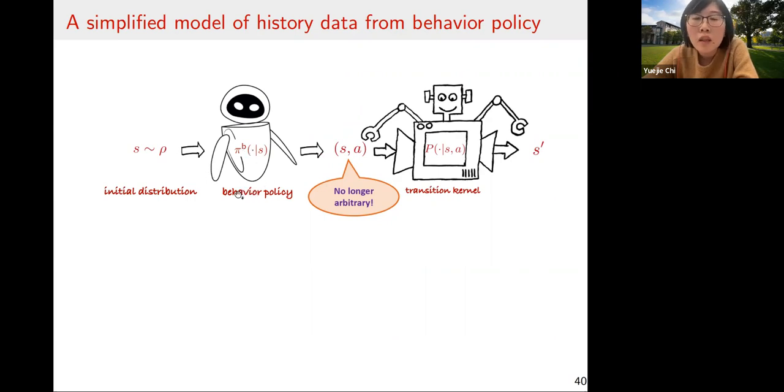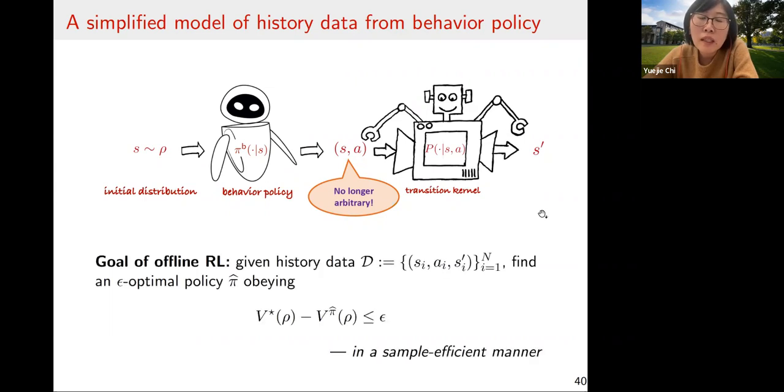And then we have some behavior policy that generates the action. Only for this particular state action combination will we be able to query the transition kernel and see the next state. So if we generate historical data based on this probabilistic model, we want to see whether we can find a good policy, hopefully up to some optimal accuracy epsilon, in a sample efficient manner.